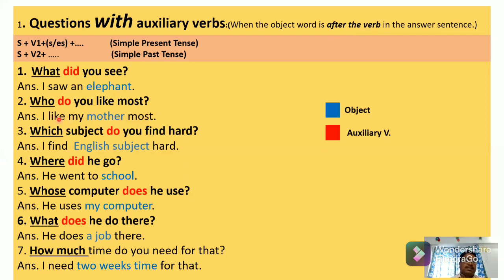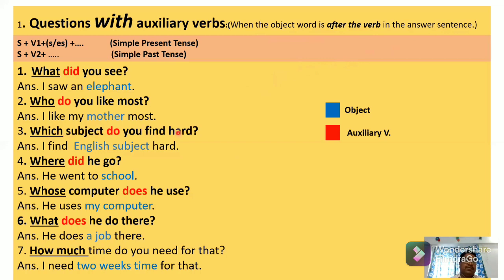I is the subject, like is the main verb, and my mother is the object. And of course, the object, my mother, follows the main verb, like. It comes after the main verb, like, correct? And it goes according to this rule. Yes, when the object word is after the verb in the answer sentence, then we need what? An auxiliary verb to form the question, to make the question. Now let's go to the next question.